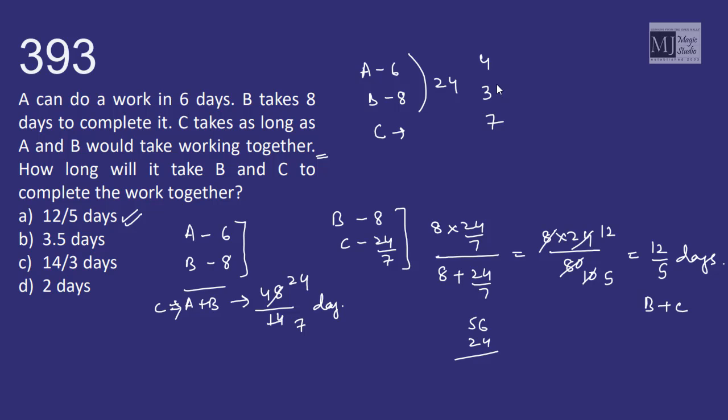Now, I need how much time is taken by B and C. B and C is 3 plus 7, that is 10. Bingo. B plus C will take 24 by 10, that is 12 by 5 days to complete this work. In 2 seconds, option A fits in.